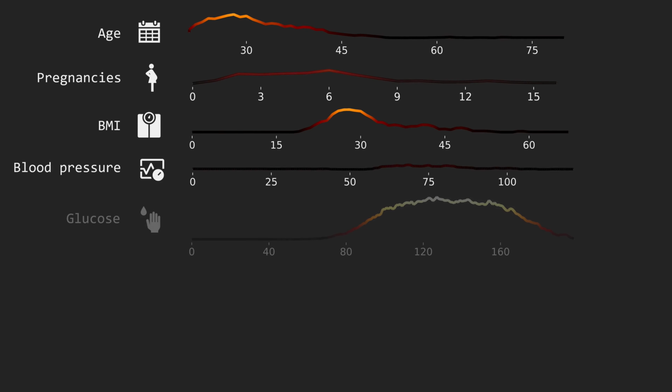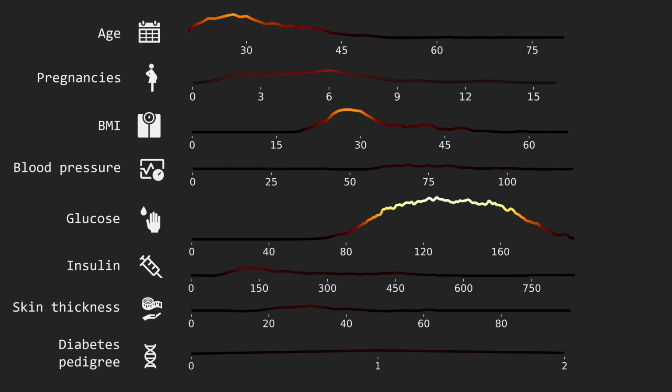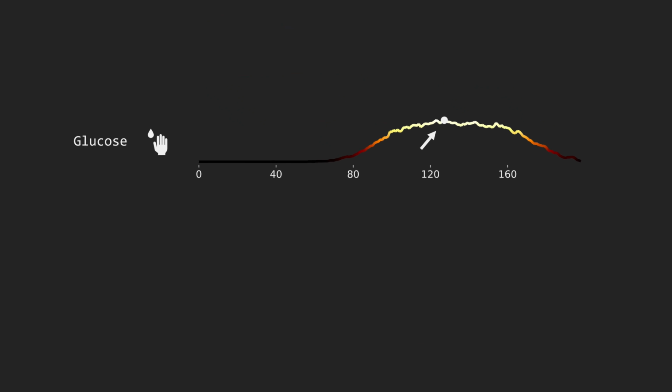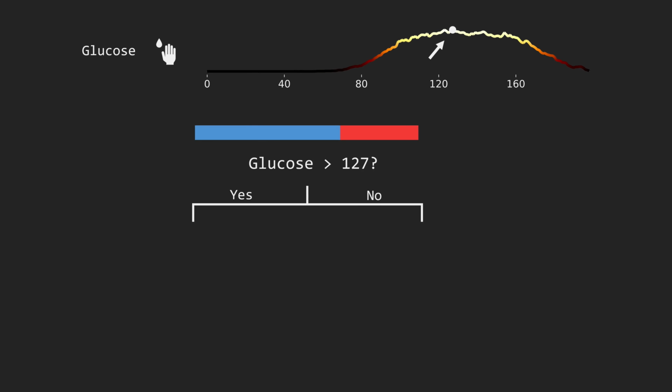Now look at the other features. The highest information gain values appear for glucose, especially between 100 and 170. Age and BMI also show high values. The single biggest value is at glucose equal to 127. Because it maximizes information gain, that should be our first question. After splitting, one group moves strongly toward the red class, the other toward the blue. That's exactly what we want.